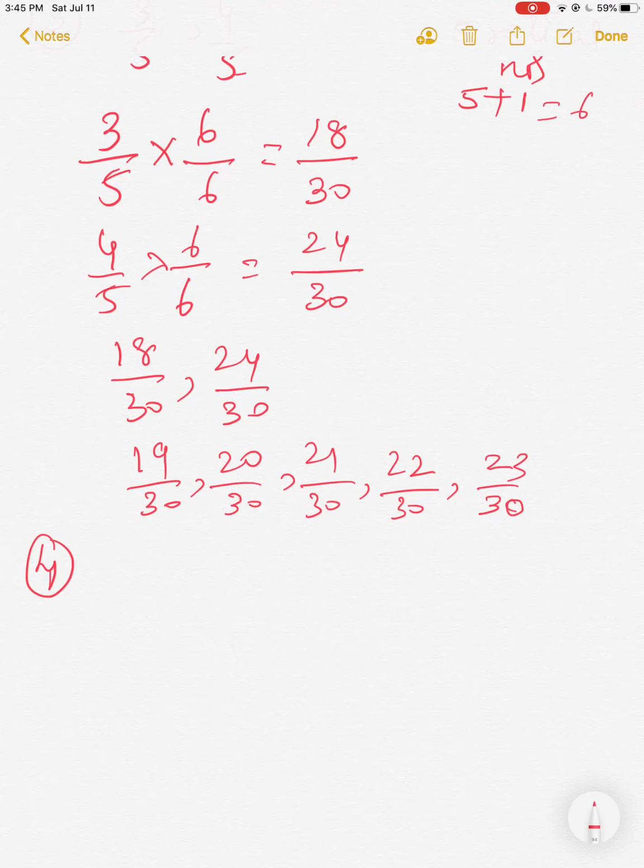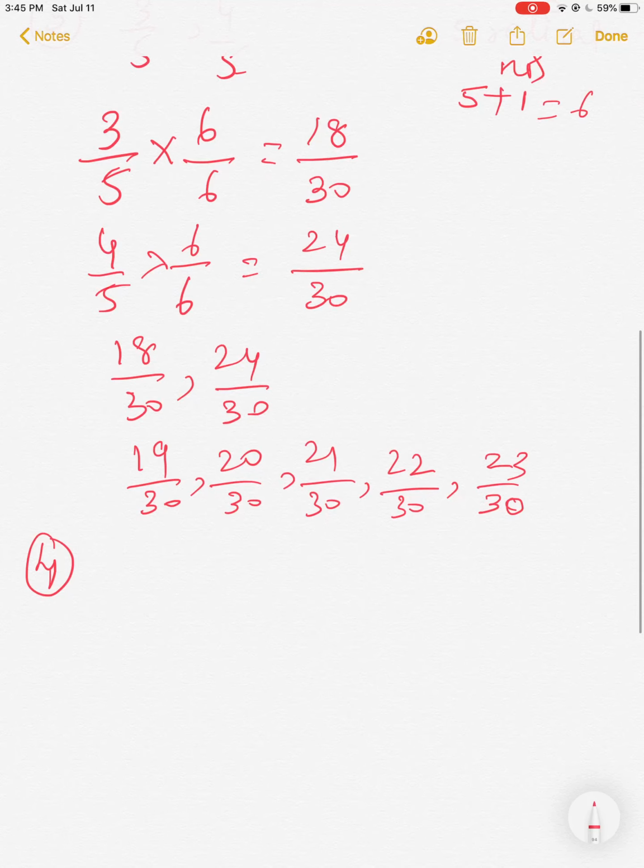Let me see the question in the textbook. What does it mean? Every natural number is a whole number. I already explained it. The statement is true. Okay, why is it true?